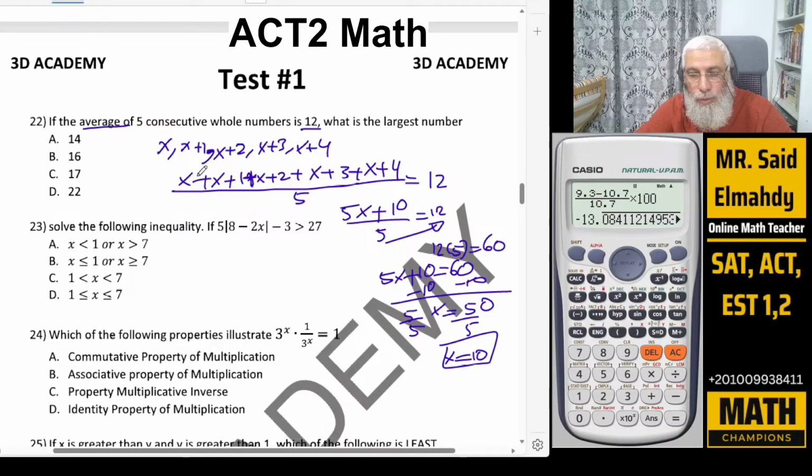So this is the smallest number. Largest number is x plus 4. This is the largest number, x plus 4. This is 10 plus 4, 14. So the largest number is 14.